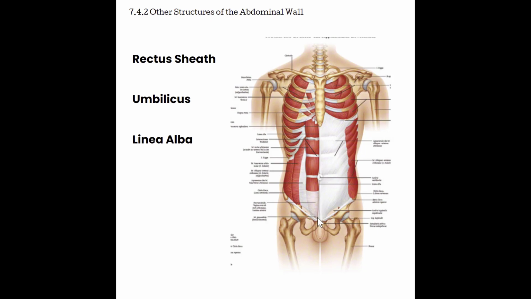Lastly, we've already mentioned it, but we have the linea alba. That is a strong fibrous band that sits very midline. We can see it as a visible groove that runs vertically from the xiphoid process inferiorly on the body.